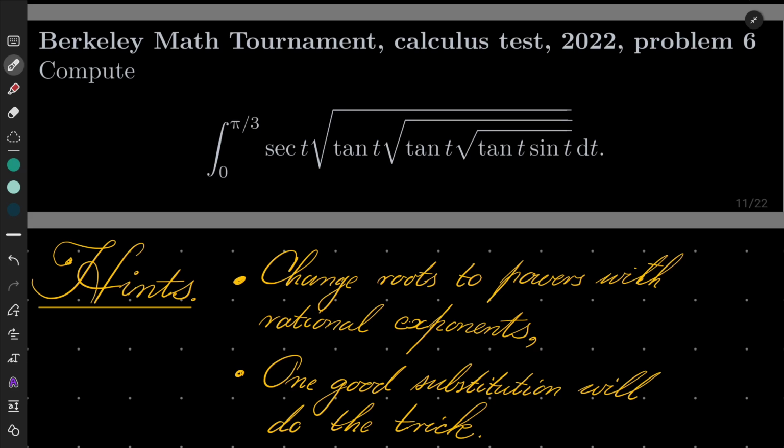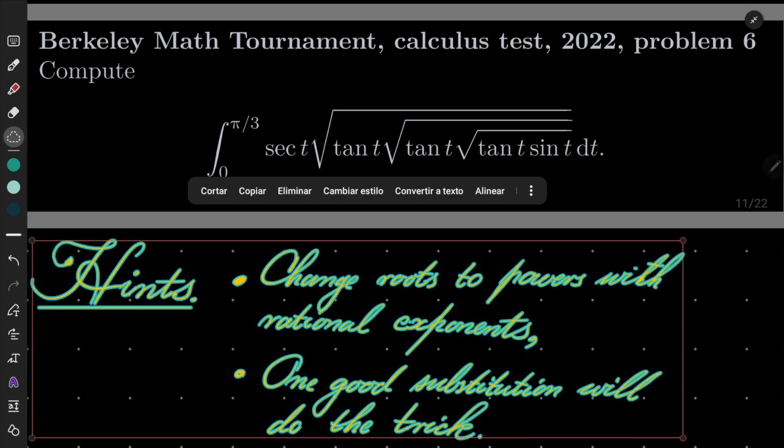Okay, so this problem is not very hard. It looks daunting, but it's not very hard. My hints: first, get rid of roots by expressing them as powers with rational exponents, and one good substitution will do the trick. So give this problem a try, and I will see you in a minute.